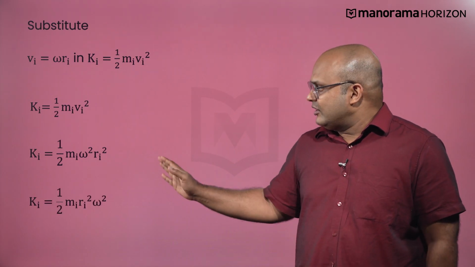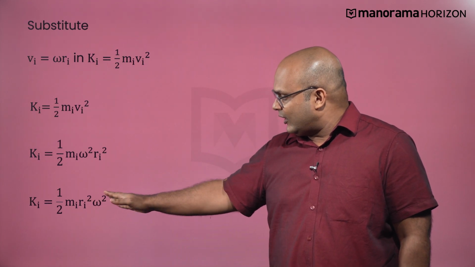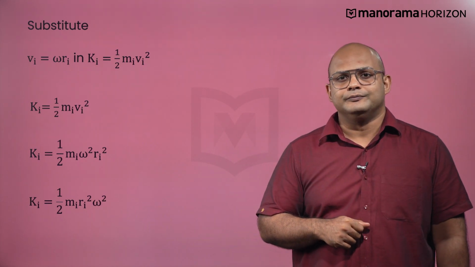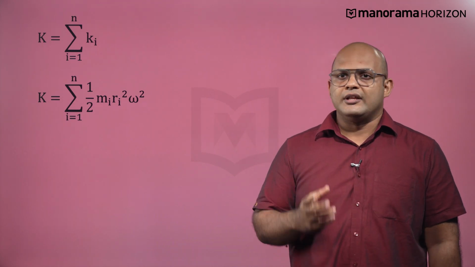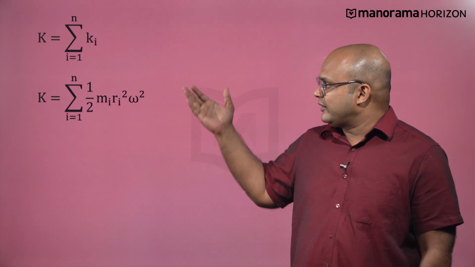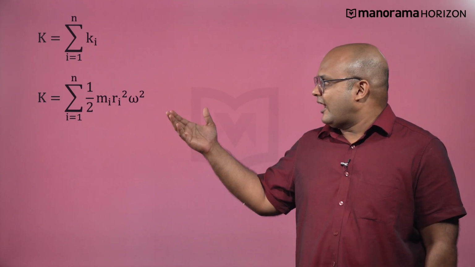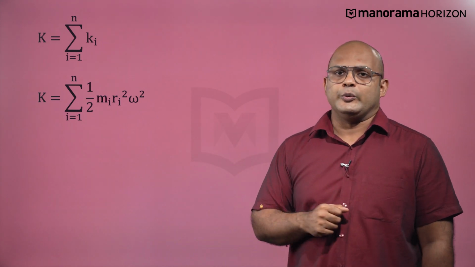So finally, we can interchange these terms and bring m and Ri squared to one side and omega squared separately. Now we know that the total kinetic energy of the rotating system is equal to the sum of all the individual kinetic energies, as we can see in this equation. So we can add up all the individual particles' kinetic energies using this equation.